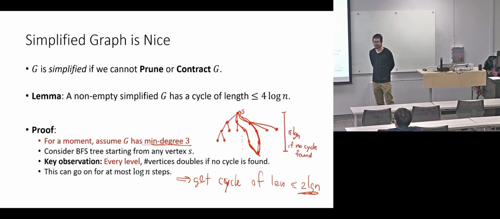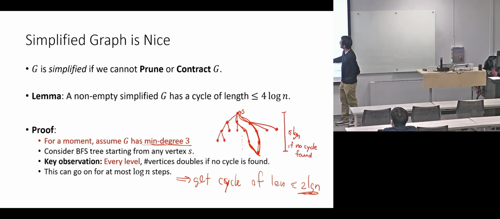After we prune and contract, is the only difference that we can now have min degree 2? Yeah, the min degree is 2 now. I just showed you the proof that if the graph has min degree 3, then there is a cycle with length 2 log n. Now I'm asking you how to prove this one, where the min degree can be 2.